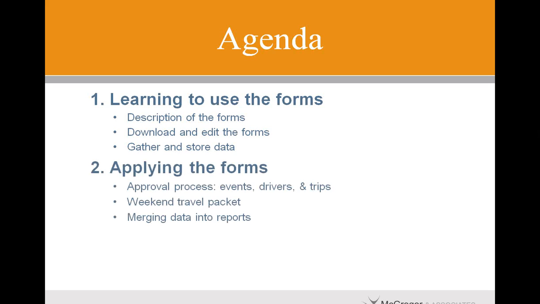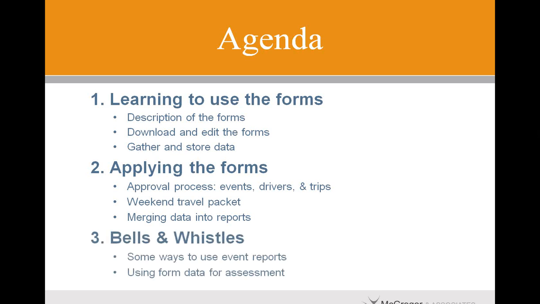The second part of the agenda focuses on applying the forms that you have now downloaded, and these forms focus on the approval process for events, drivers, and trips. You'll also be able to develop a weekend travel packet, and you'll also be able to merge data into specific reports. Lastly, the agenda will look at bells and whistles. Those are some additional ways which you can use to develop unique event reports and using data that can be used later on for assessment purposes.